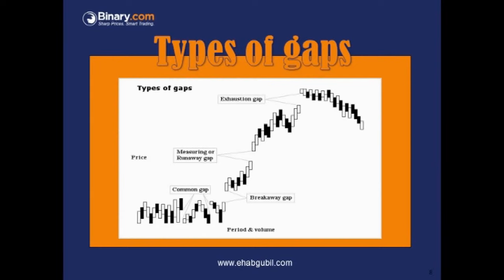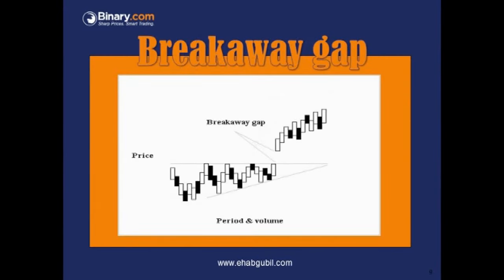Gaps can be classified into four main groups: breakaway gap, common gap, which is also known as area gap, pattern gap, or temporary gap, exhaustion gap, and measuring gap, which is also known as runaway gap or continuation gap. It's all about knowing where the gap is located in the chart and its location in the trend so you can quickly identify what type of gap it is. I will start with the breakaway gap because this one provides the best risk reward ratio.